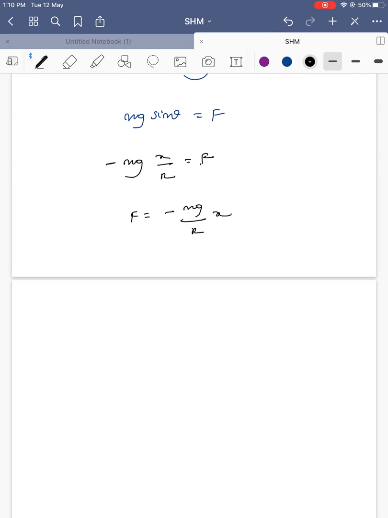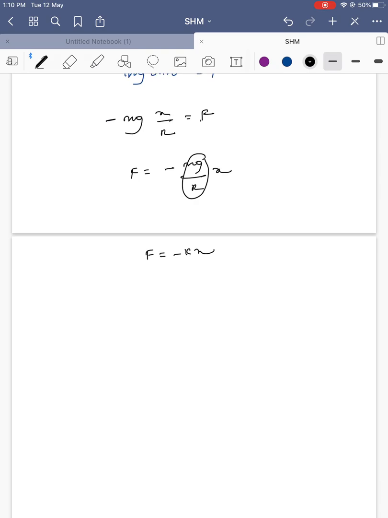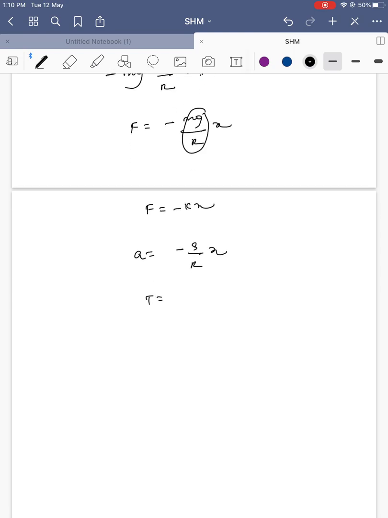So I can write this as F is equal to minus k into x, where k is mg by r. m is a constant mass, g is the gravitational constant, and r is the radius. So a is equal to minus g by r into x. The time period is 2 pi by omega, where omega is the square root of g by r. If you remember the simple pendulum, it is 2 pi into square root of L by g.